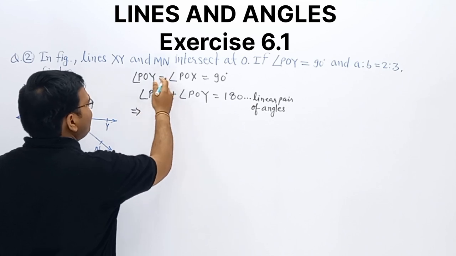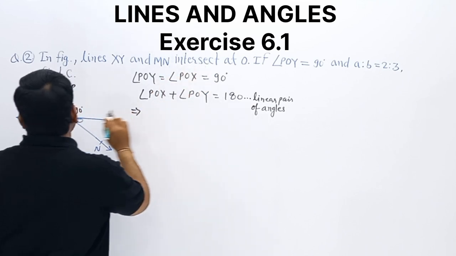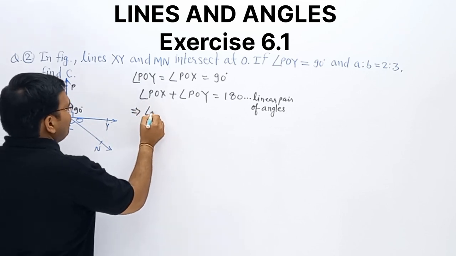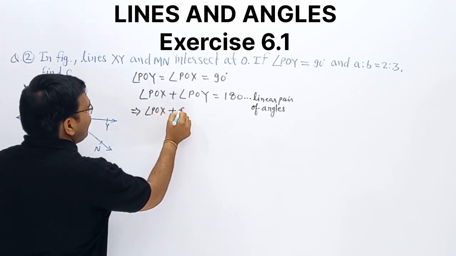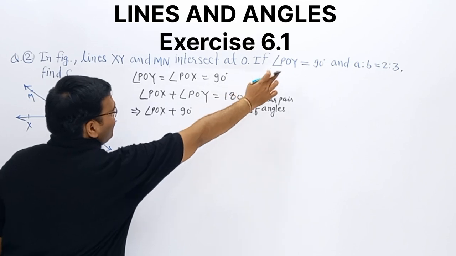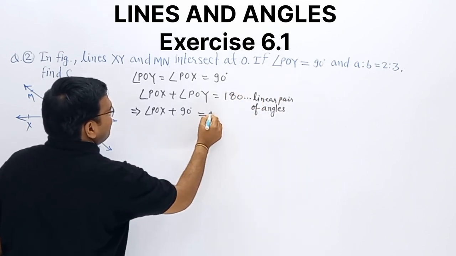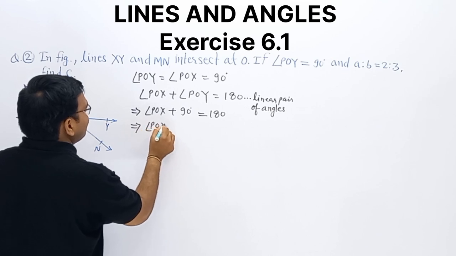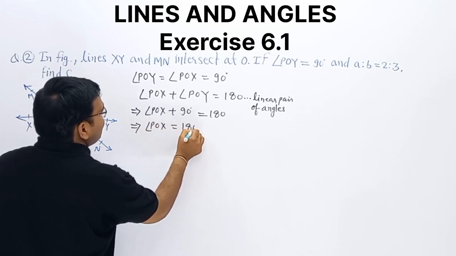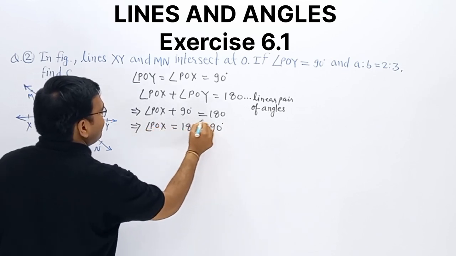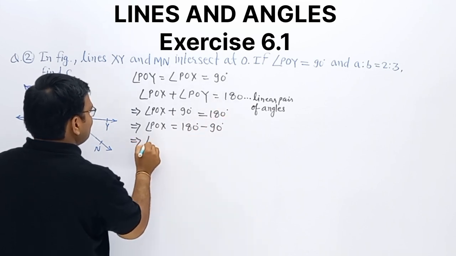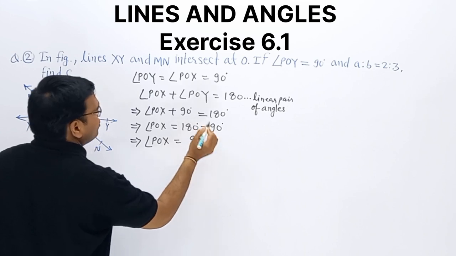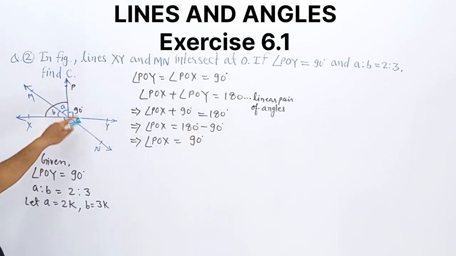I am writing again, we already observed, POX, this angle and this angle will be 180. Angle POX plus 90 degrees, as angle POY is 90 degrees, equals 180 degrees. Solve this one. Angle POX will be 180 minus 90 degrees. Once we solve, POX will be 90 degrees. Yes or no? POX will be 90 degrees.